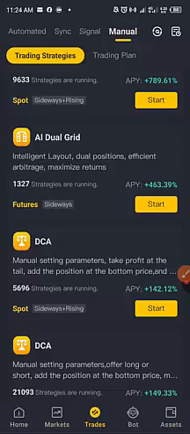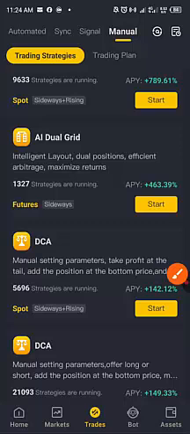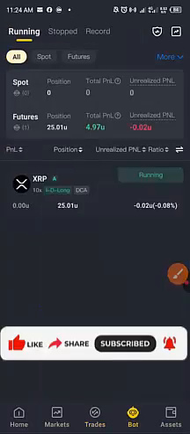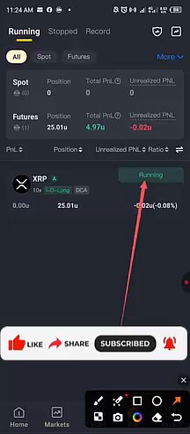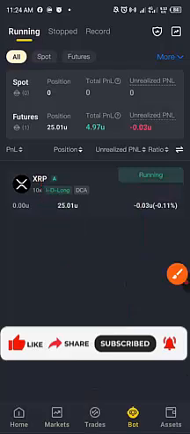Now, how do I know it has started the trade? If I go down here to a bot, I don't know if you can see bot, yeah, BOT. If I click on bot, you can see that the trade is already running. It has taken a long position for me on XRP. So XRP, we're expecting it to go up. Once it goes up and hits our take profit, the market waits and it starts all over again.